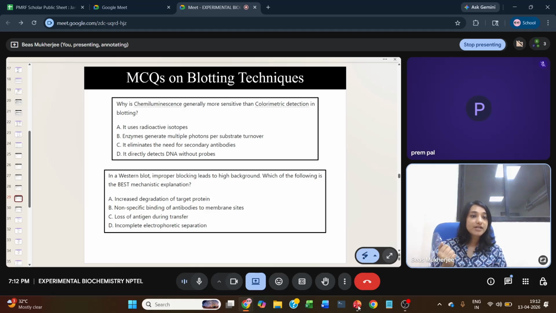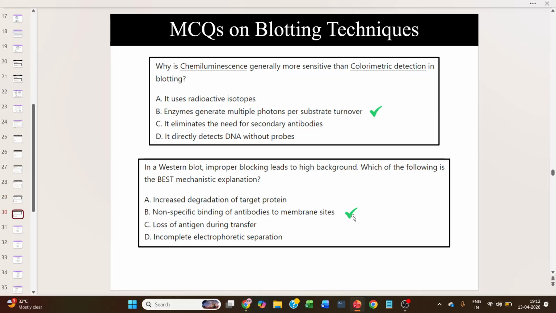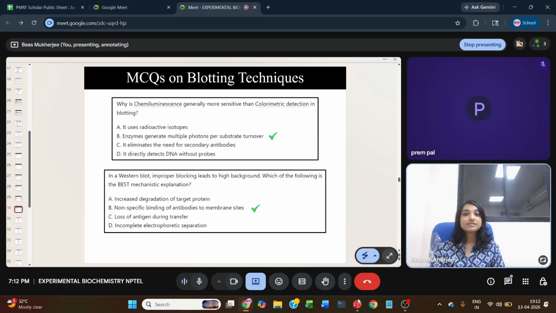Increased degradation of the target protein. Degradation of the target protein is not going to happen if your blocking is improper. If the protein is degrading, then you will not see signal, or you will see bad signal. That is a different story. But due to blocking, this is not going to happen. Okay, so the right answers are B and B again for the two questions.